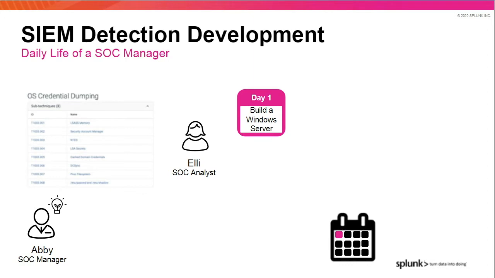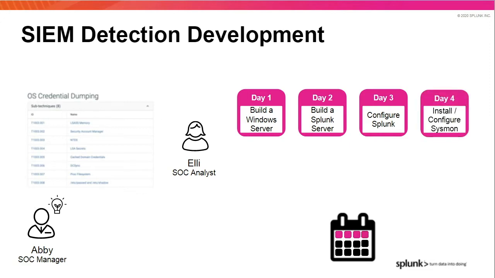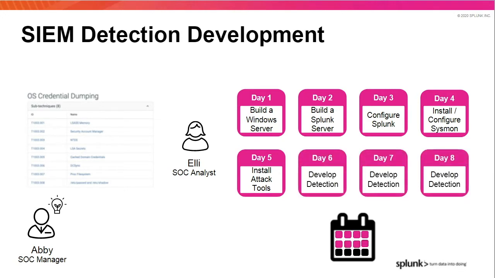Therefore, she starts to build her own lab, beginning with building the Windows server. Then the Splunk server, followed by configuring Splunk with all its configuration files and .conf files. The next step is installing and configuring Sysmon. Sysmon is a Windows Sysinternals tool which gives you additional visibility in your Windows machine. Then she installs the attacking tools, which she uses to perform various credential dumping attacks. And finally, on the 6th day, she starts to develop detections.